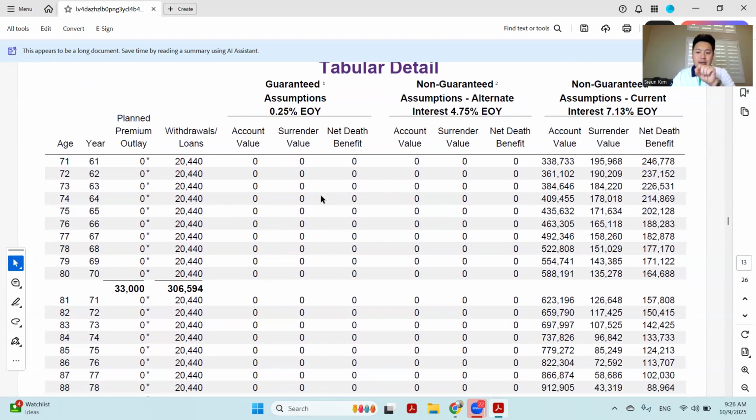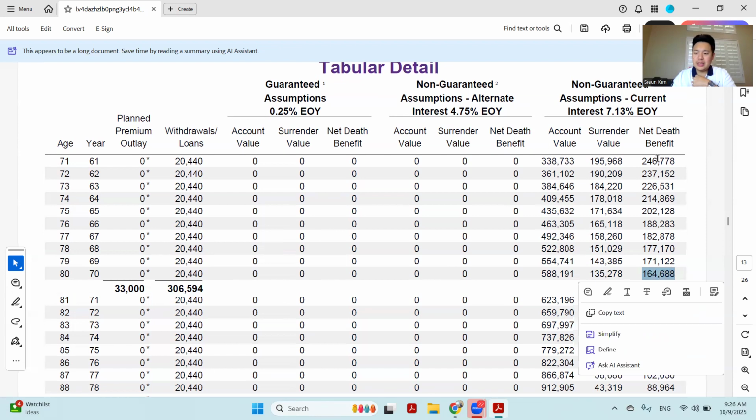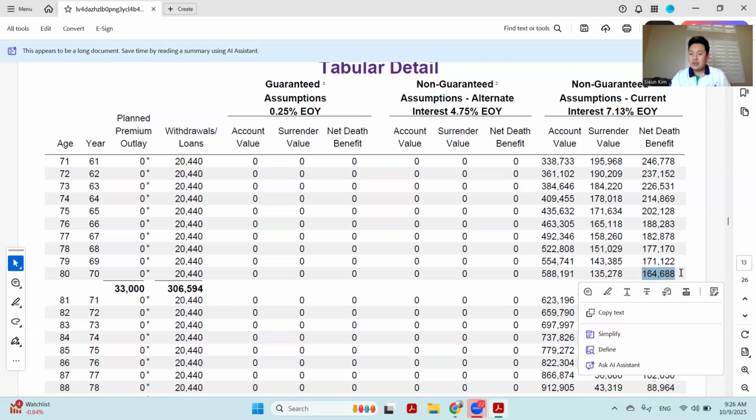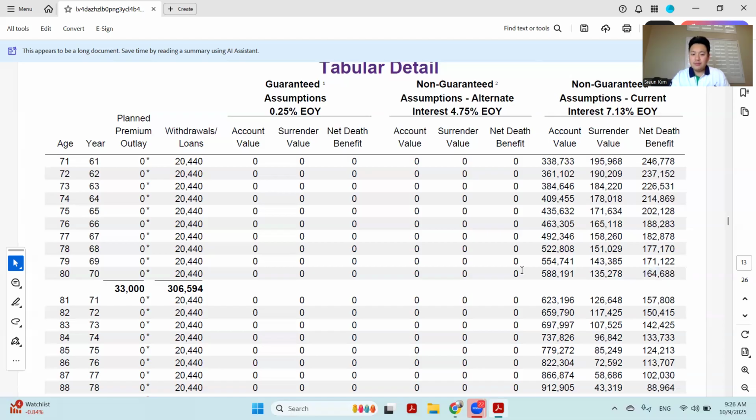And at this point, let's just say client passed away at the age of 80 unexpectedly. So that means how much did the client withdraw in income up to age 80? 306,000. But if you look to the right, what does it say on the net death benefit? 164,000. So that means this client withdrew an income of $306,000 from age 65 to 80 years old, passed away of a heart attack, and now the family still receives a tax-free death benefit of $164,000. So that's why this program is incredible.